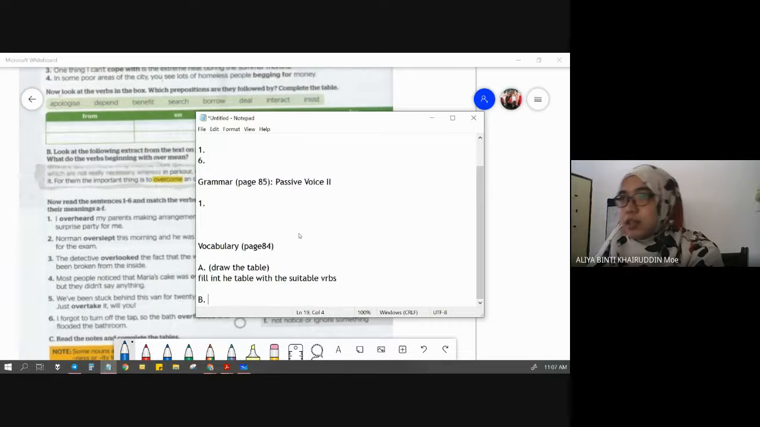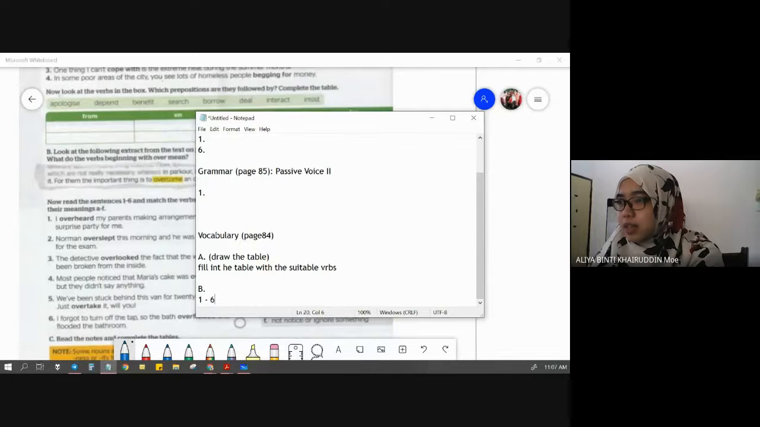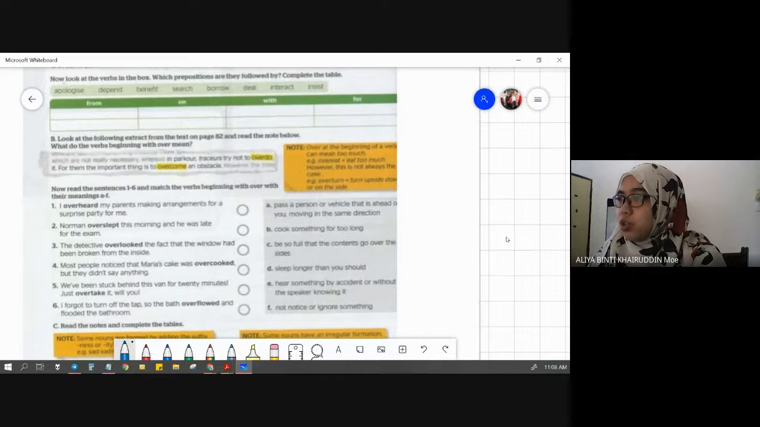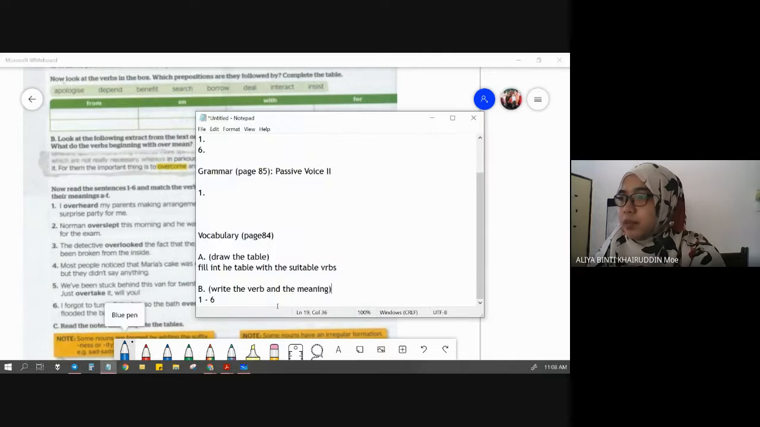Now for B, right away answer the questions number 1 until number 6. So what you should do is write the verb that has been bolded, write the verb and the meaning, and pair it with the meaning. So here number 1 you have the verbs overheard, overslept, overlooked, overcooked, and here A, B, C until F is the meaning of the verb. So you should pair this verb with the meaning. So on the exercise book, write the verb and the meaning.